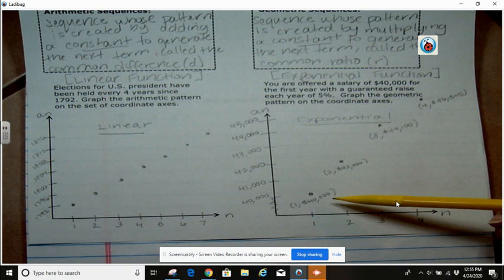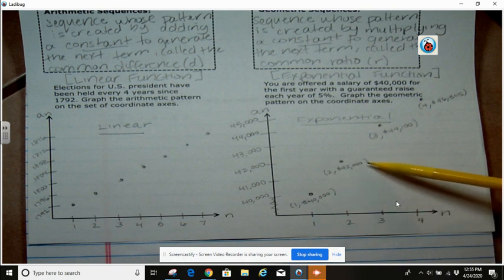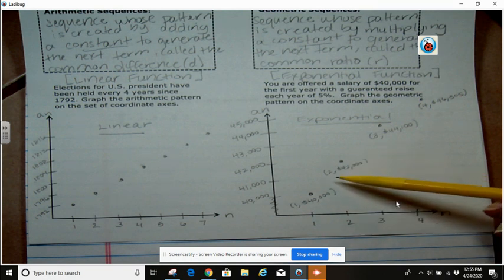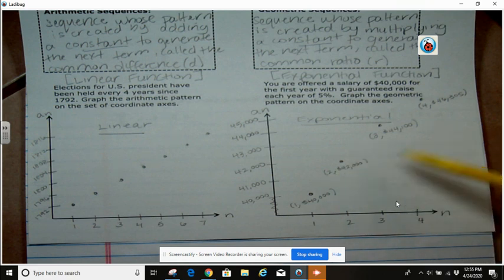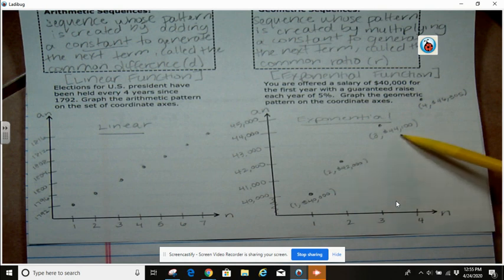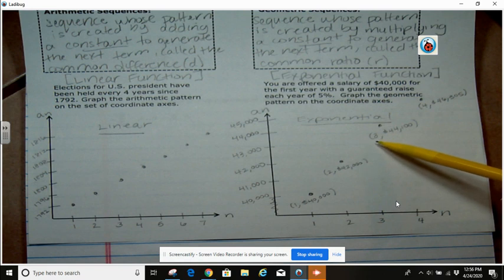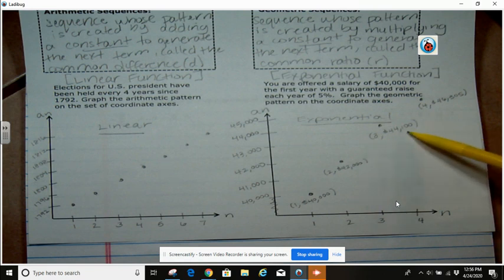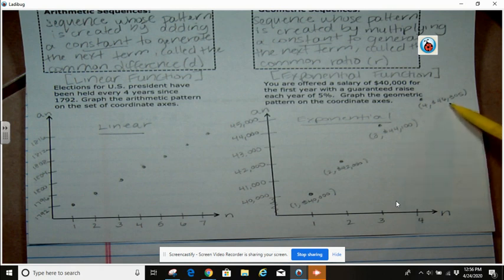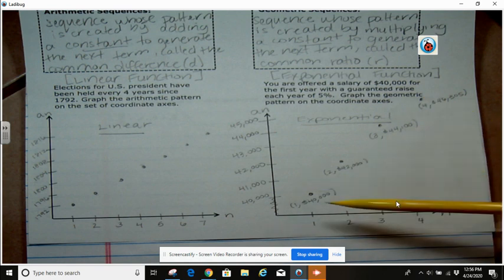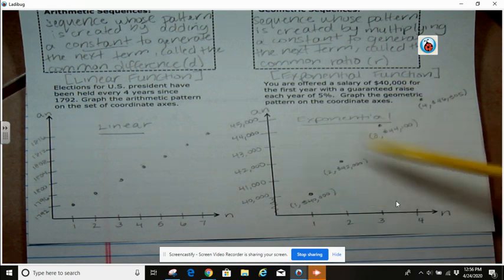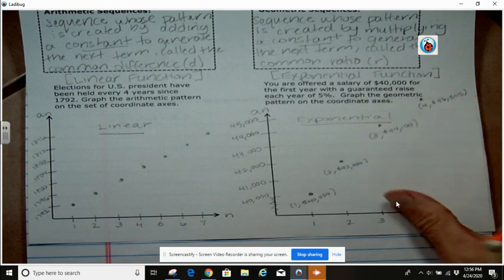40,000 adding 5%, second year is 42,000. So that would be your second point, 2 comma 42,000. Add 5% to that. Now we're up to 44,100, and that would be your third year or the third term, and another 5% to that brings us up to $46,305. And so you can see that it is growing exponentially here, and that would be the case with any geometric pattern.